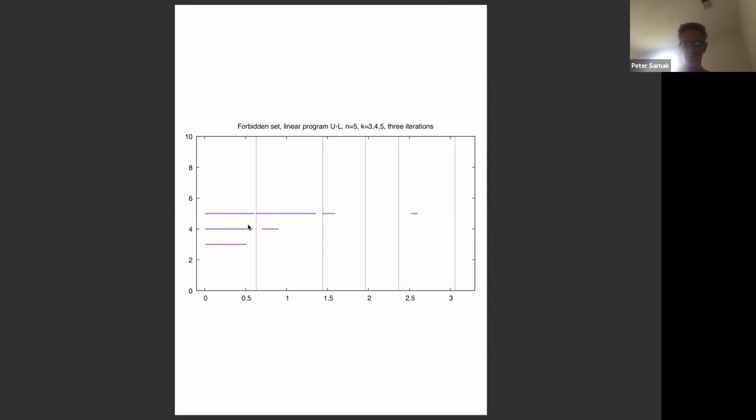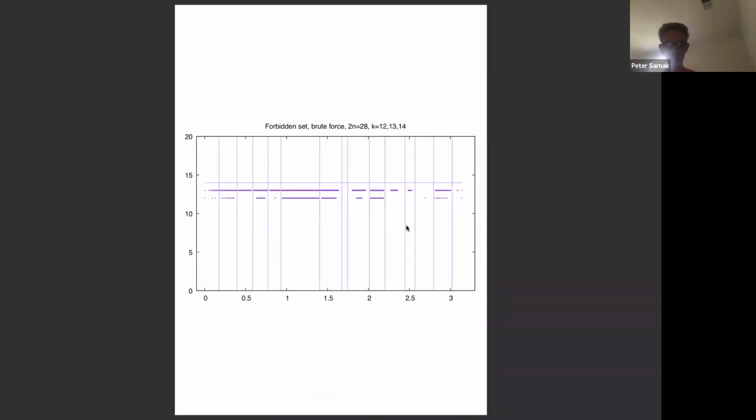We get our foot in the door, we get a lower bound that asymptotically will be enough information to get some exact counts in epsilon and part of the forbidden set. This is a bigger one. So this is 2n equals 28. So this is SO(28). So there are 14 eigenvalues. And this is what the truth is.